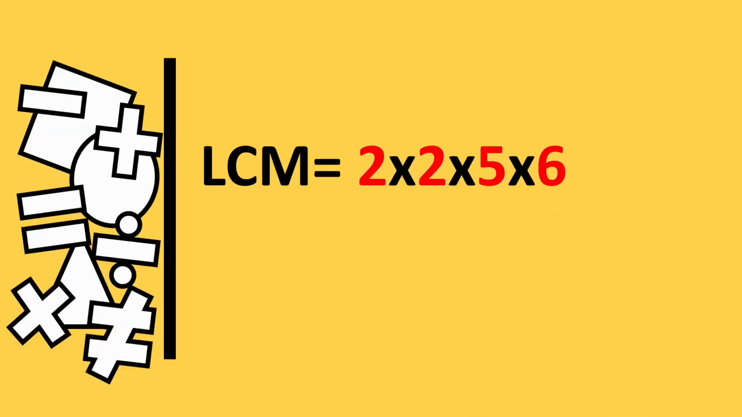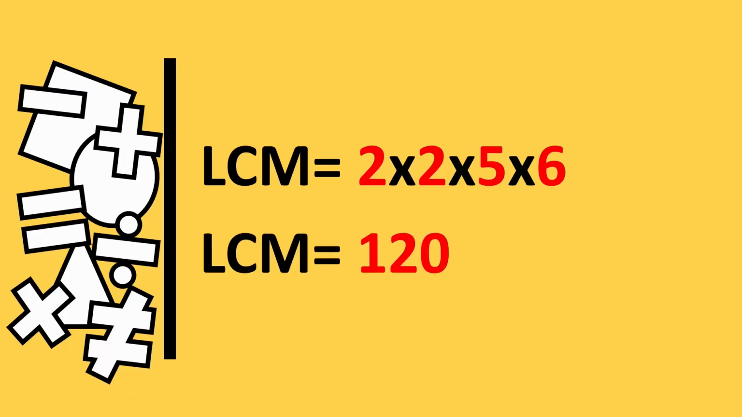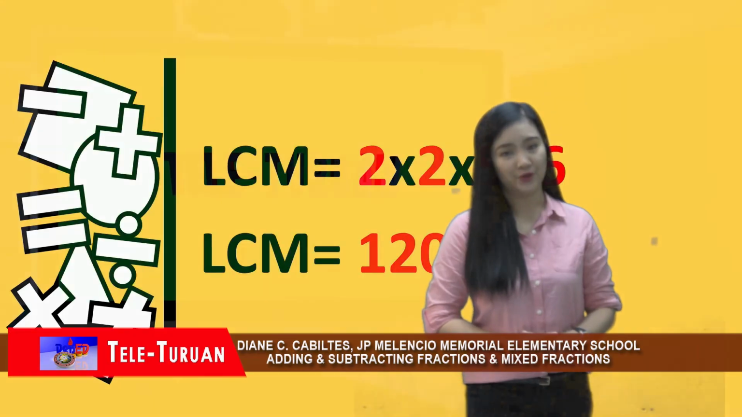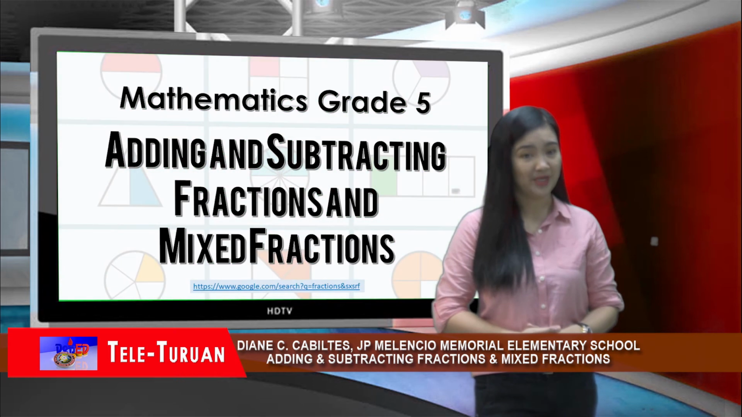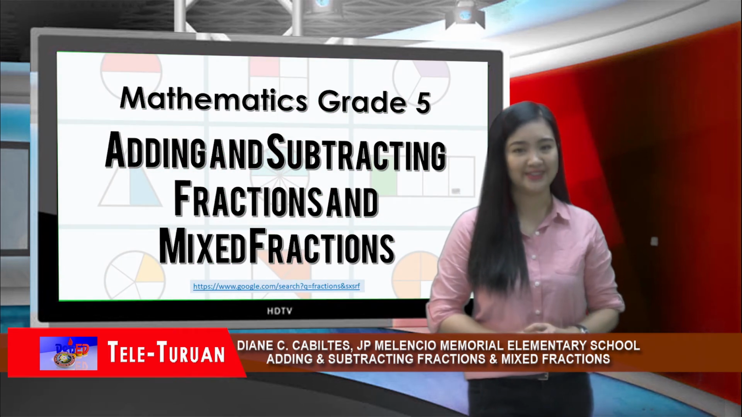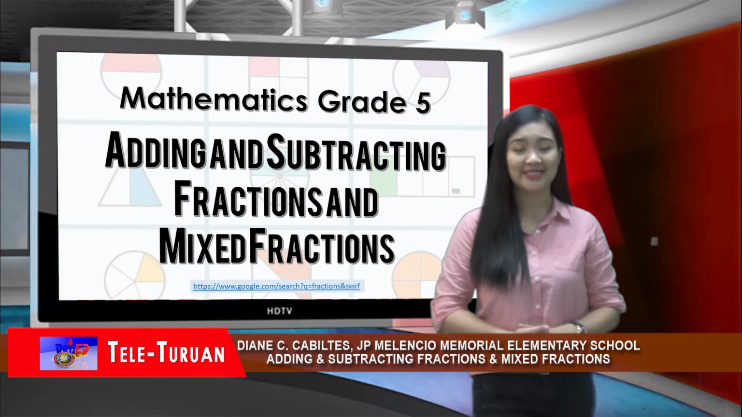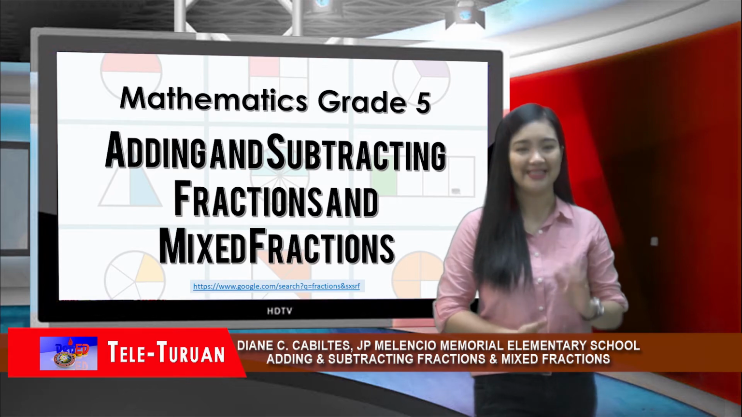And step 5, multiply the common prime divisors and the last set of quotients. So we have LCM is equal to 2 times 2 times 5 times 6 equals 120. The LCM of 24 and 20 is 120. It is important for you to know how to find the LCM of numbers because we are going to use that in our new lesson, which is adding and subtracting fractions. Let's start.